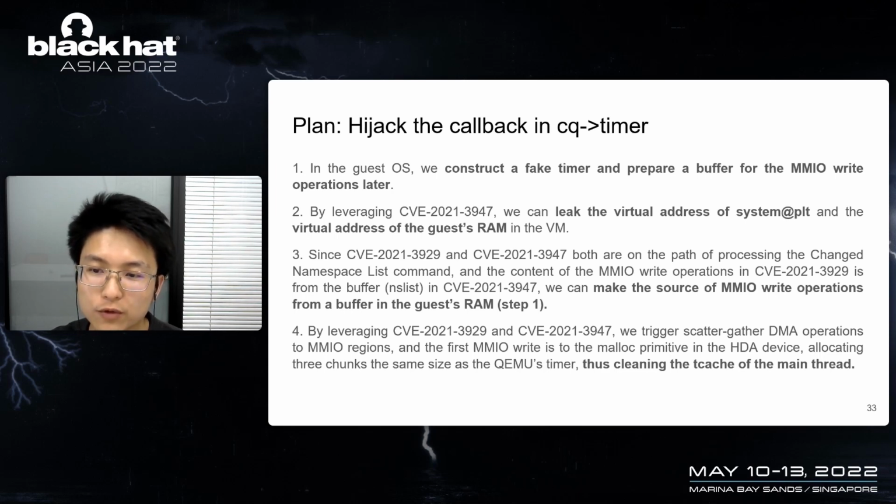By leveraging those two flows, we launch scatter-gather DMA operations to the NVMe MMIO region. And the first MMIO write is to trigger the malloc in the HDA device, allocating 3 chunks the same size as the QEMU timer, thus cleaning the tcache of the main thread.